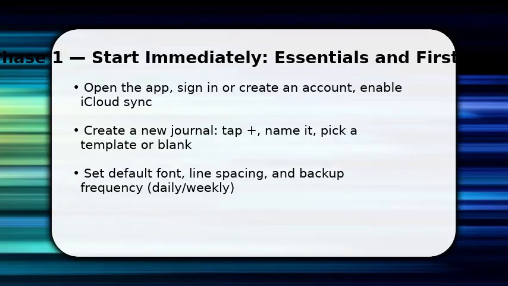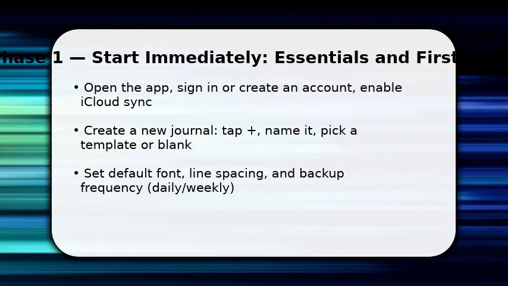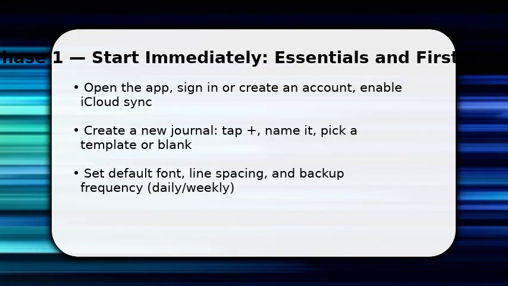You'll begin by preparing the essentials. Open the Journal app and sign in so entries sync across devices. Once signed in, tap the plus icon to create a new journal, name it clearly, choose a template or start blank. Next, configure writing defaults like font size, line spacing, and backup frequency.